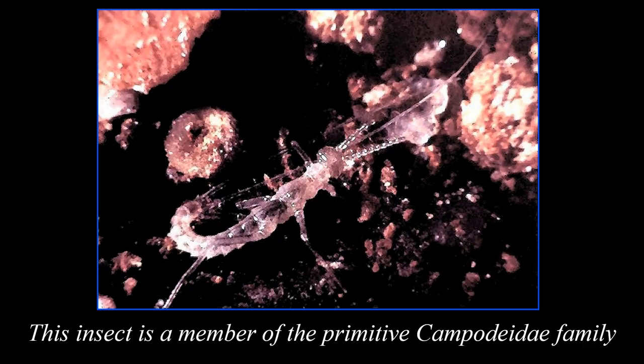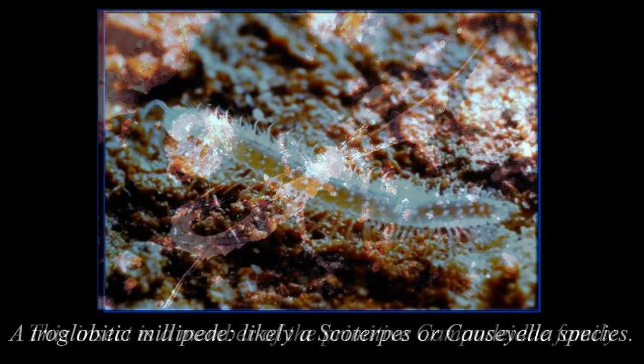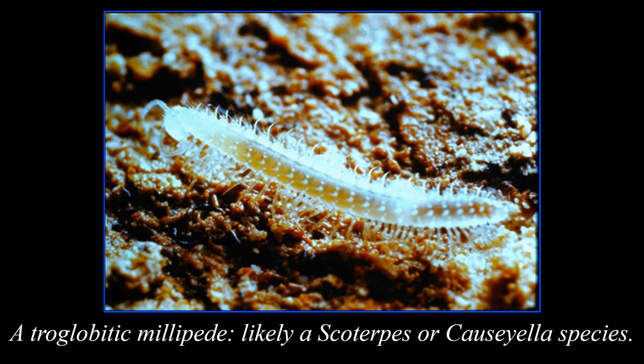They don't see the world, they feel it, smell it, and navigate it through a decentralized, feedback-rich system. This troglodytic millipede is likely a Scoterpes or Causiella species. This cave-adapted millipede, often found deep in cave systems, shows classic troglomorphic traits: translucent cuticle, elongated body, numerous fine legs, and lack of pigmentation or visible eyes.